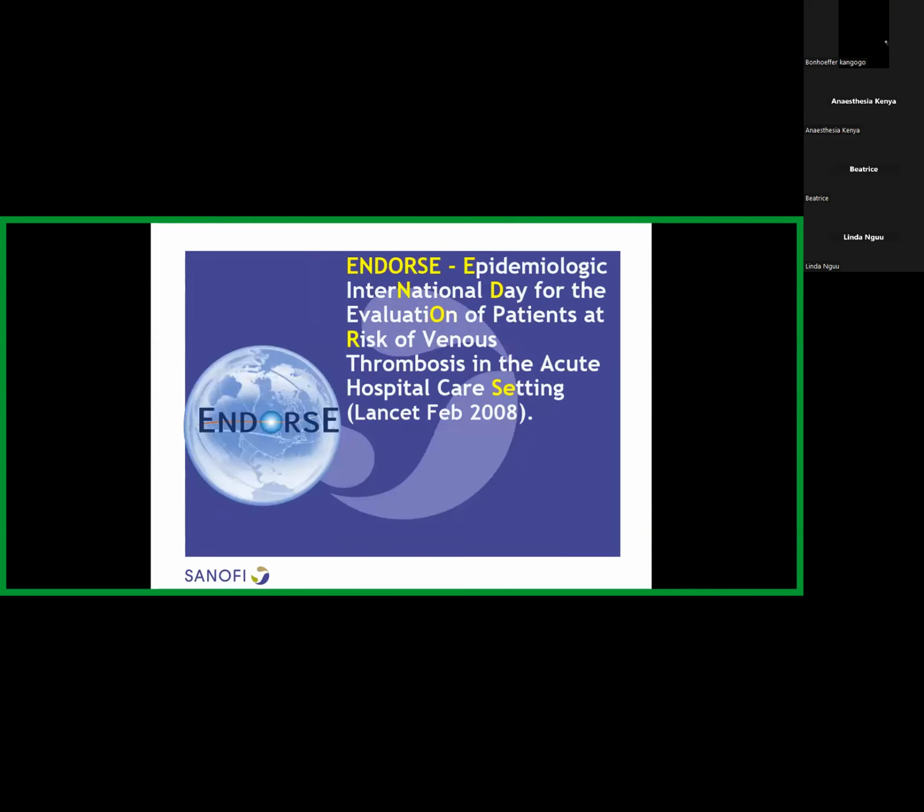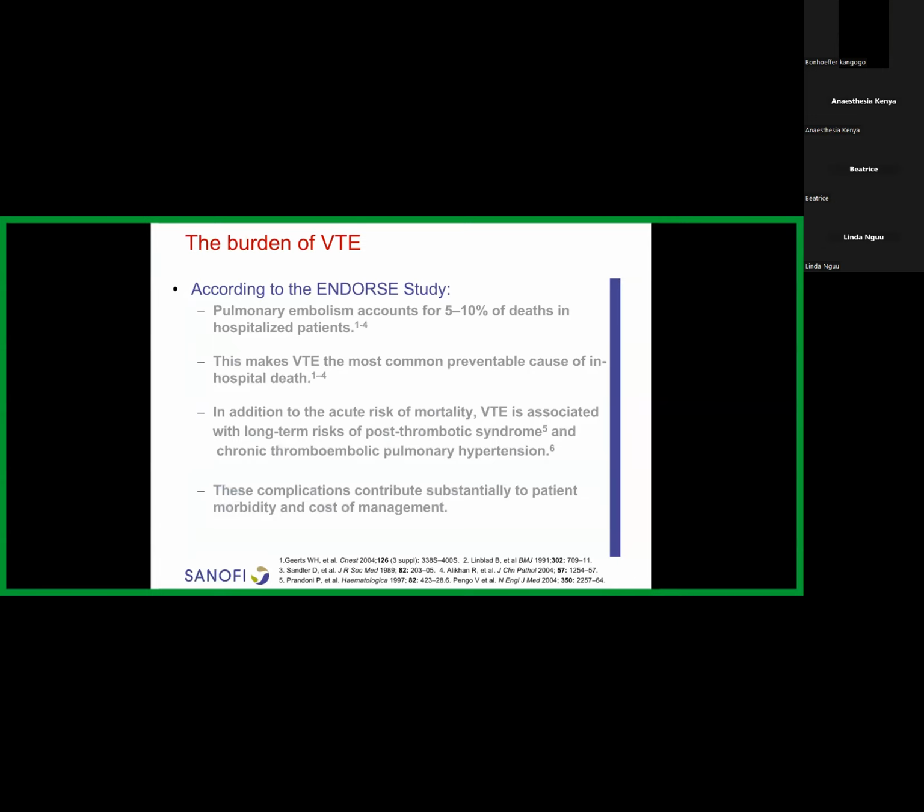Moving on, I'll talk about a study that was done by Endos. This was the Endos study published in the Lancet in the year 2008. It looked at patients in the hospital setup who are at risk of DVT. This could be your surgically ill patients, or even your medically ill patients. According to the Endos study, pulmonary embolism accounts for 5 to 10% of the deaths in hospitalized patients. And this makes VTE the most common preventable cause of death in the hospital setup.